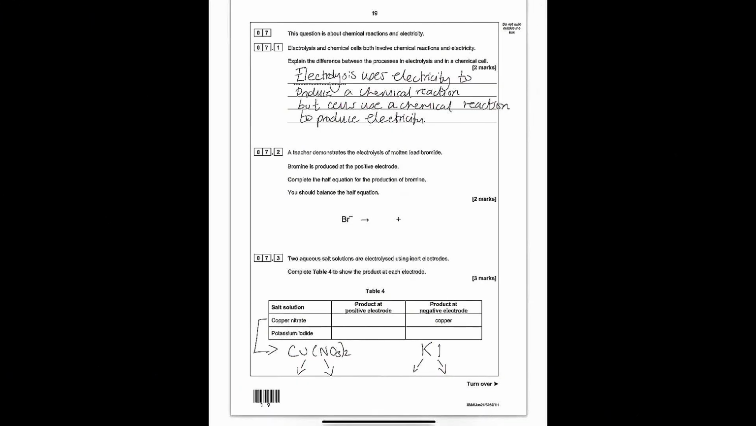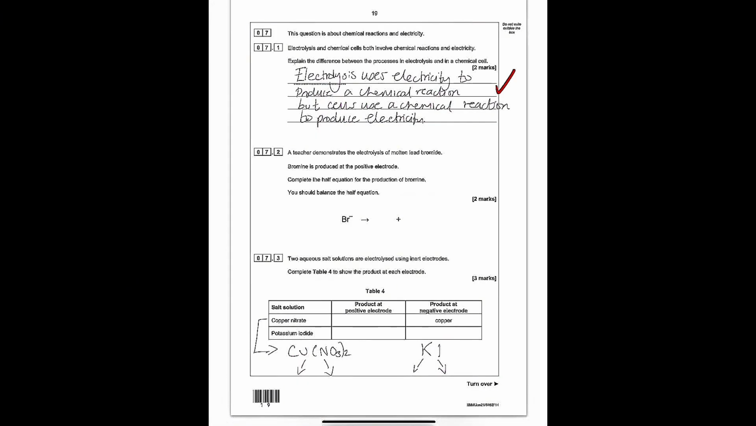So electrolysis uses electricity to produce a chemical reaction. However, cells use chemical reactions to produce electricity. And that is going to get you 2 marks. Okay? So tick this question. We've already done this one over here. Just make sure you memorize this.